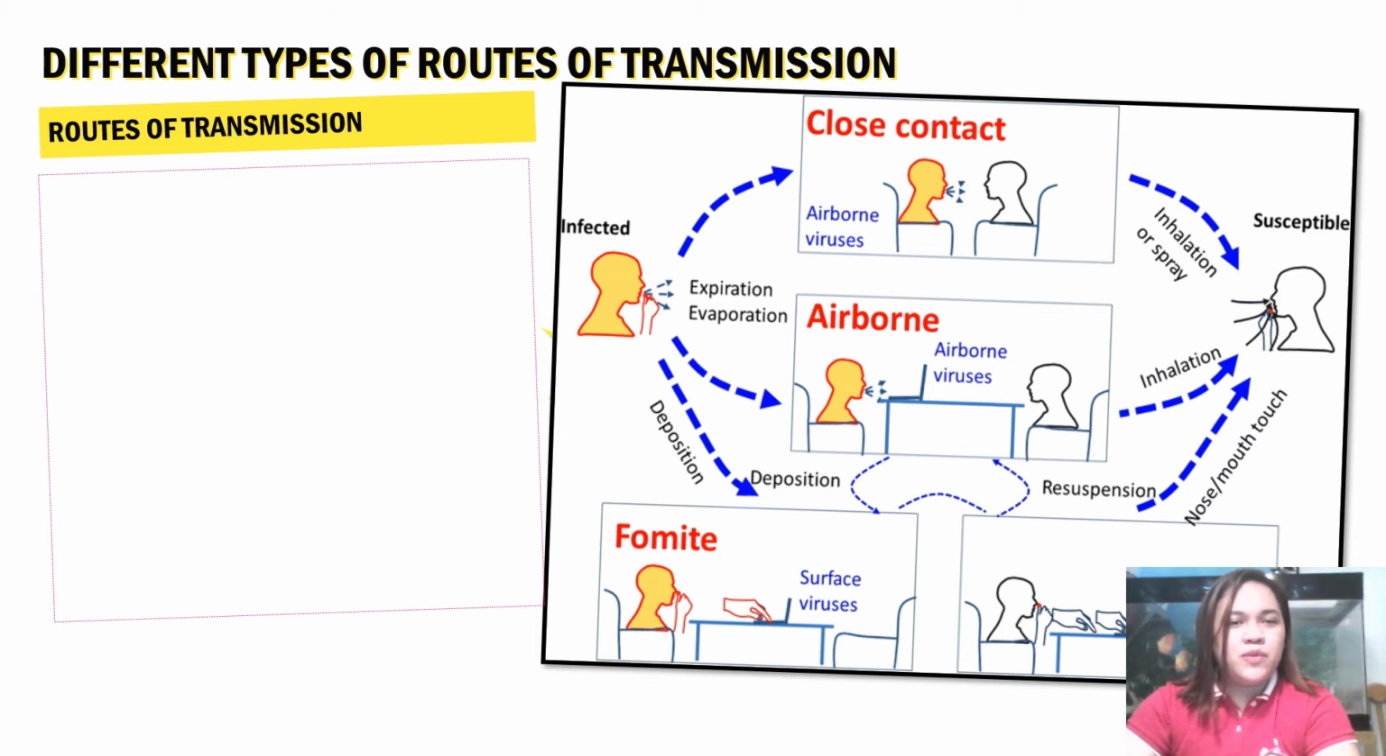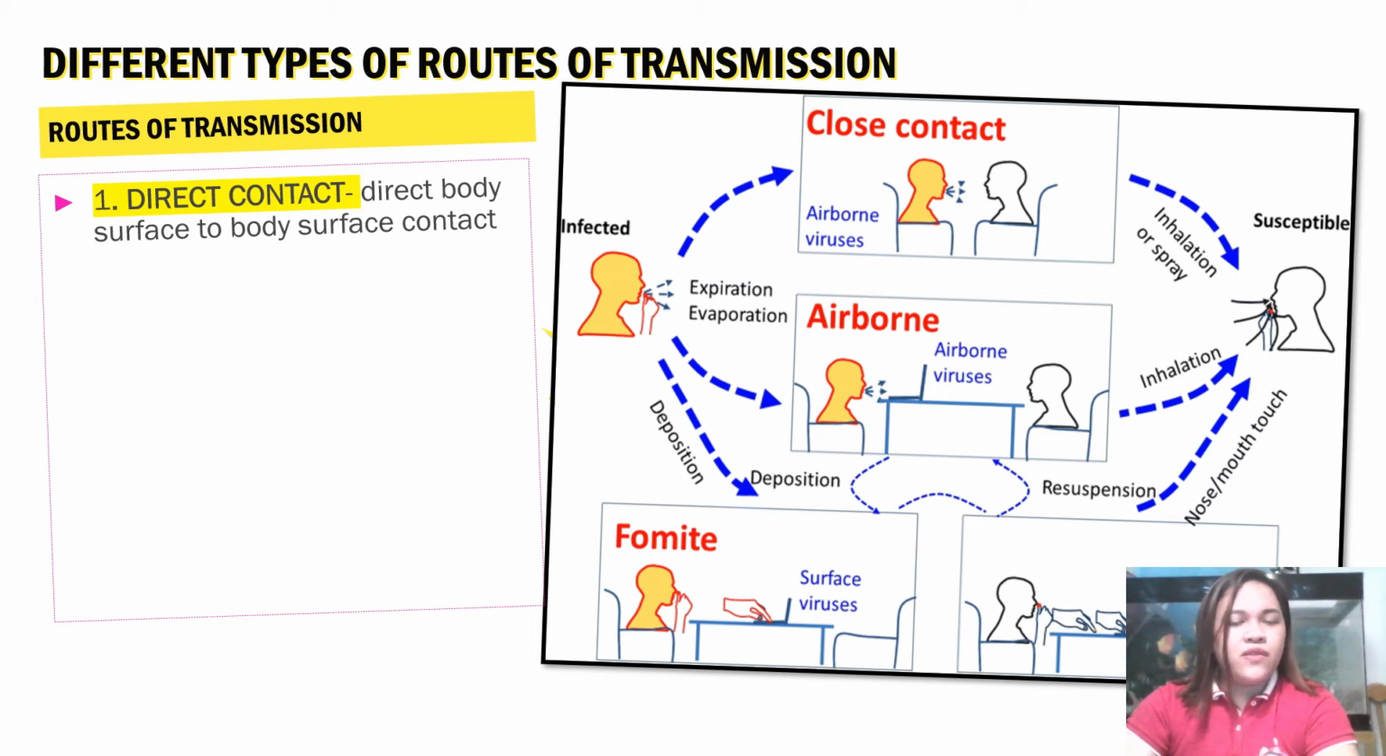Okay, so let's proceed to the routes of transmission. First is the direct contact. Okay, direct contact, from the word itself, it must have a direct body surface to body surface contact. So one common example of this is kissing.